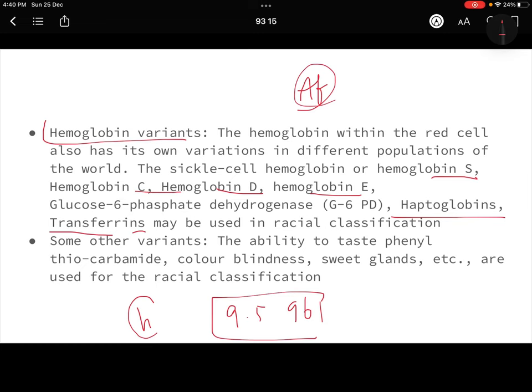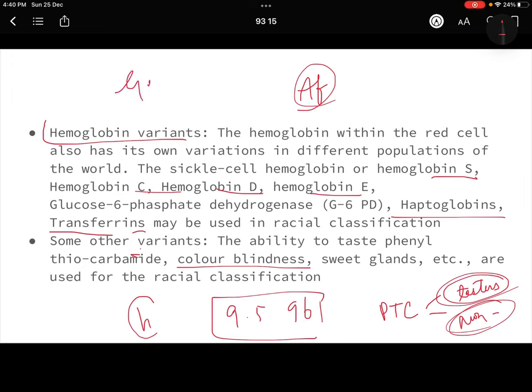Then there are certain other ways in which we classify. For example, people who can taste phenylthiocarbamide, PTC we call it, theek hai. So there are two kinds of people, one is the PTC tasters and one is the non-tasters. That means one person can feel the taste of it, and some people cannot feel the taste of this phenylthiocarbamide, right. Then based on color blindness, there are certain populations where the frequency of color blindness is more than in other populations, right. So these are certain other genetic racial classification criteria, right.